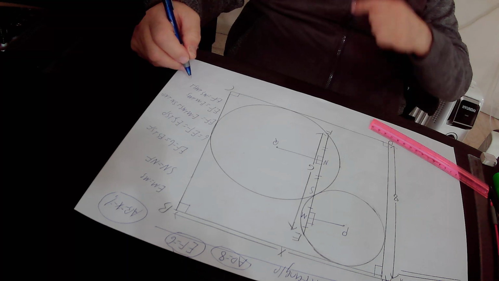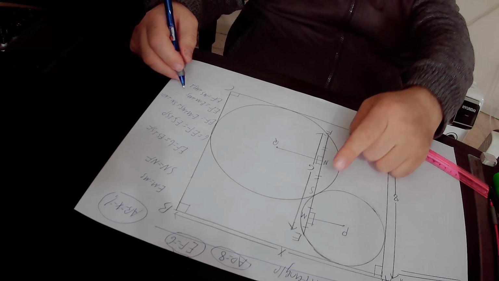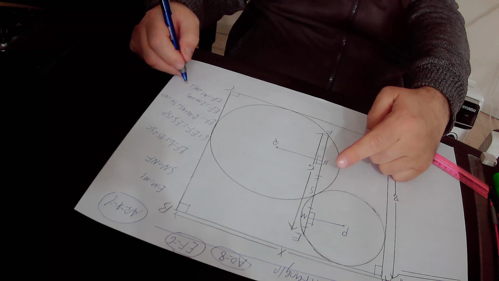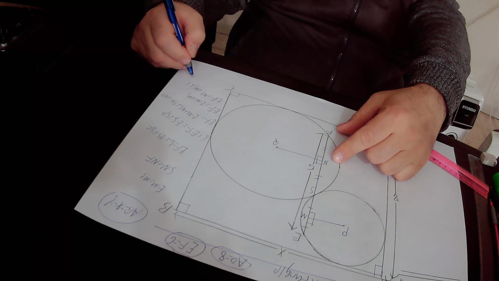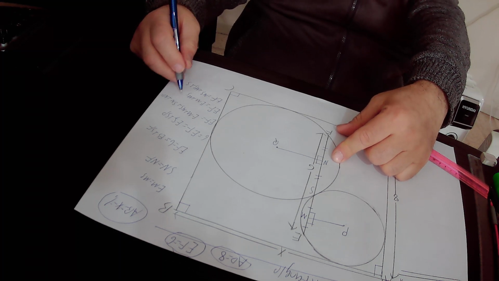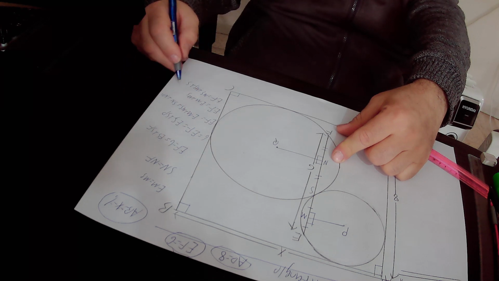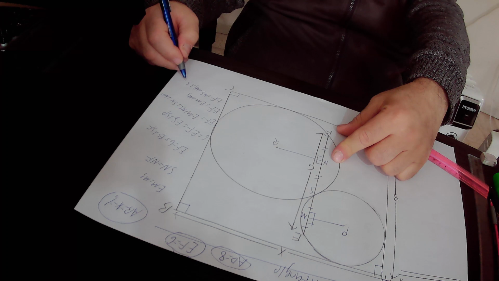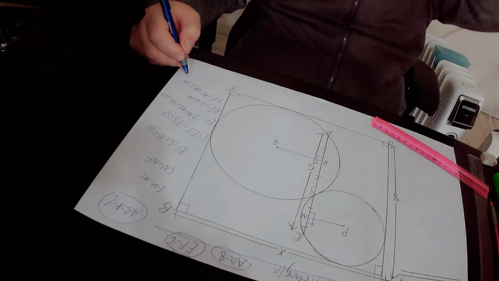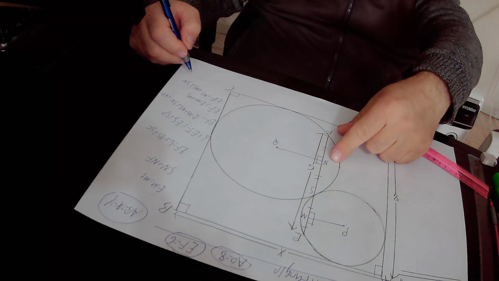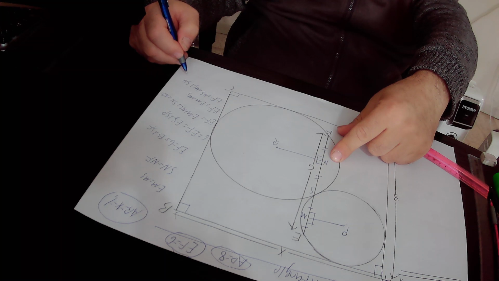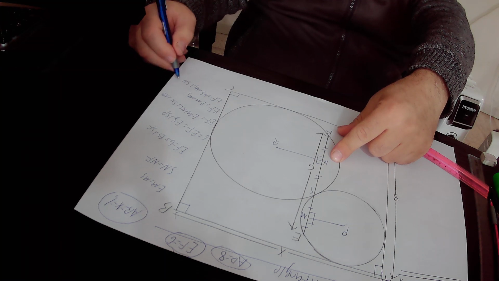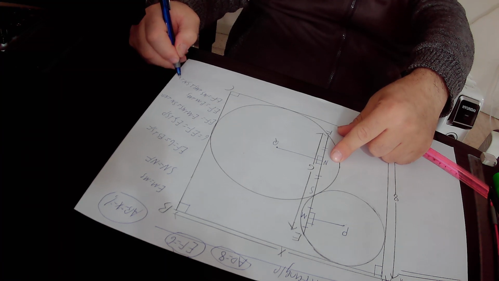plus SN plus NF. Here NF equals SN, so we substitute NF in this equation by SN. Again, we substitute NF by SN. So NF is SN, so it is SN plus SN.